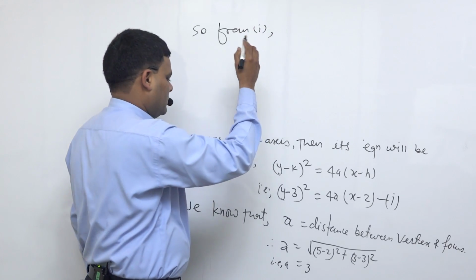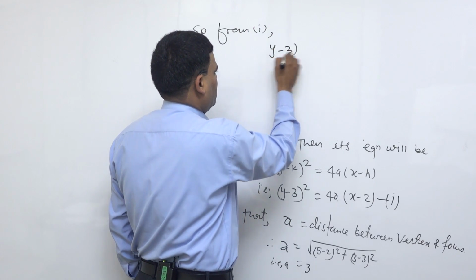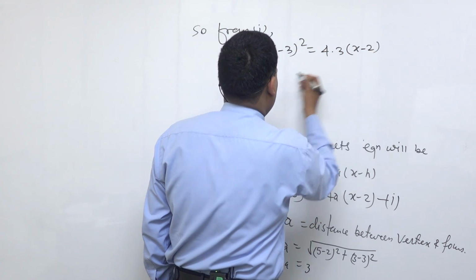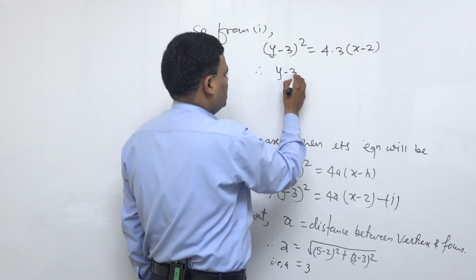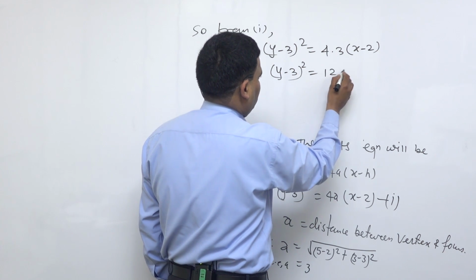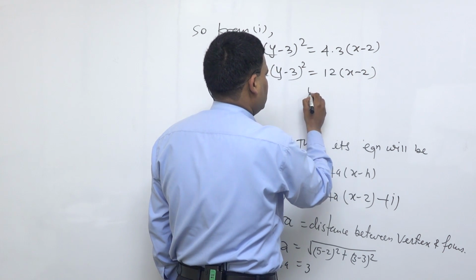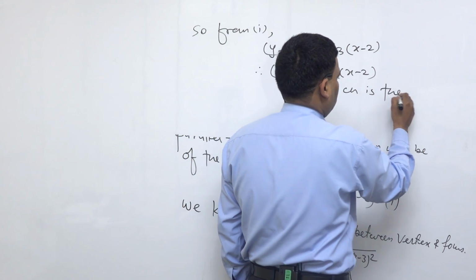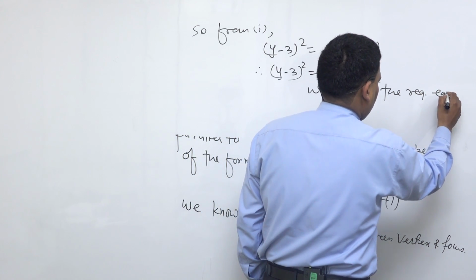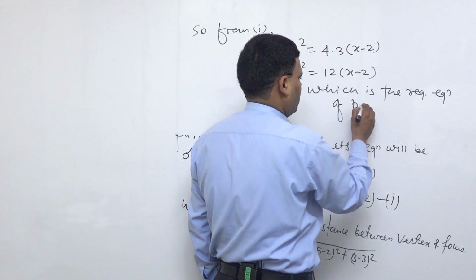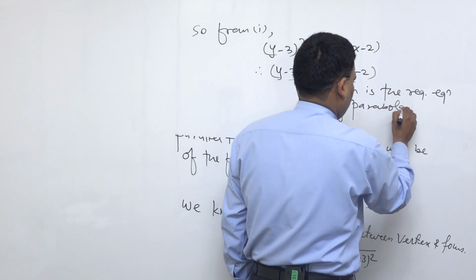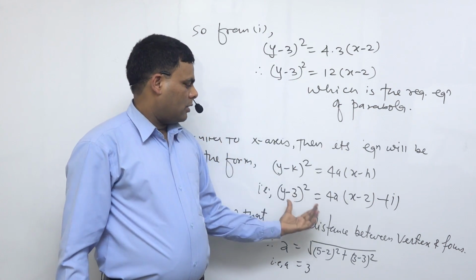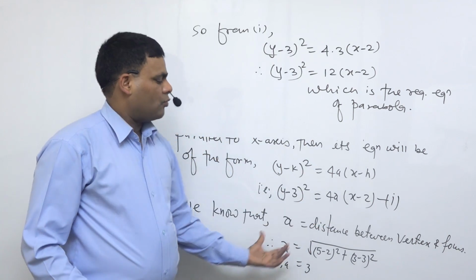So from 1, (y minus 3) whole square equals 4 into 3 into (x minus 2). Therefore (y minus 3) whole square equals 12 into (x minus 2), which is the required equation of parabola. In this way, we can find the equation of parabola by using all these methods in this way also.